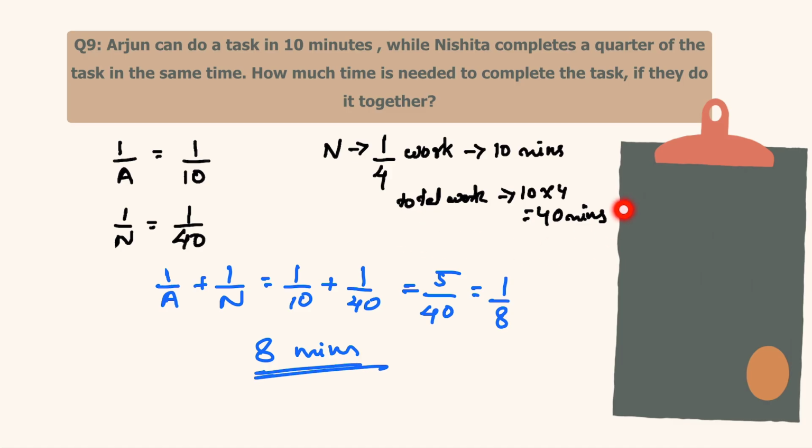So this is the difficult part. You have to calculate how much time is needed for the completion of total work. Once you get this, it will come in this format. From there you can easily calculate and take the reciprocal. You will get the answer.